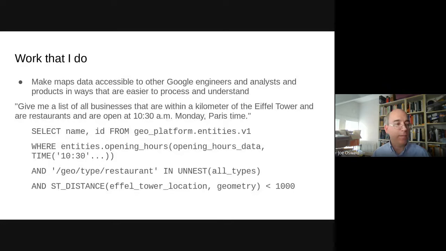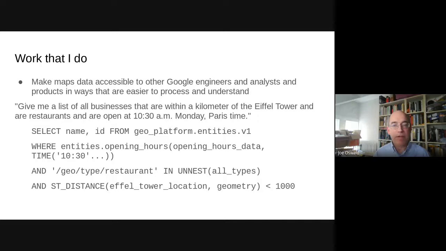And that's a common theme at Google, that there's just so much data that we need to use computers to make sense out of it. After about 7 years, because of a team reorganization, I had to change projects. And my current project is to make the data that we have on the map accessible to other Google engineers and analysts at Google, and to use within Google products in ways that are easier to process and understand.